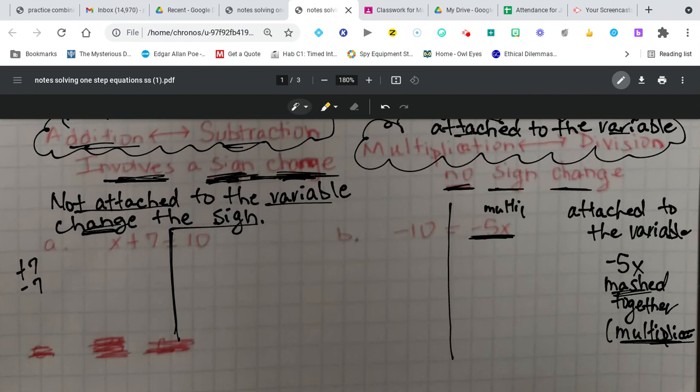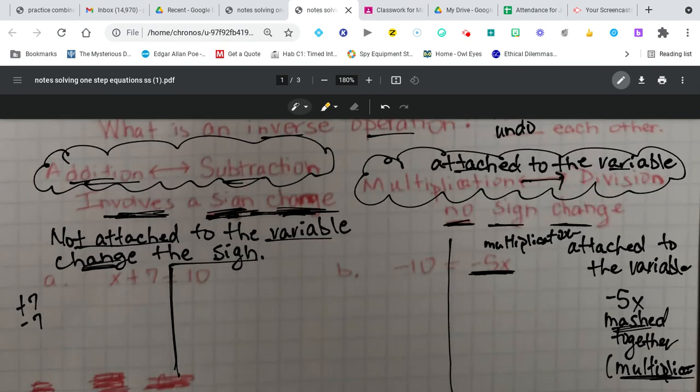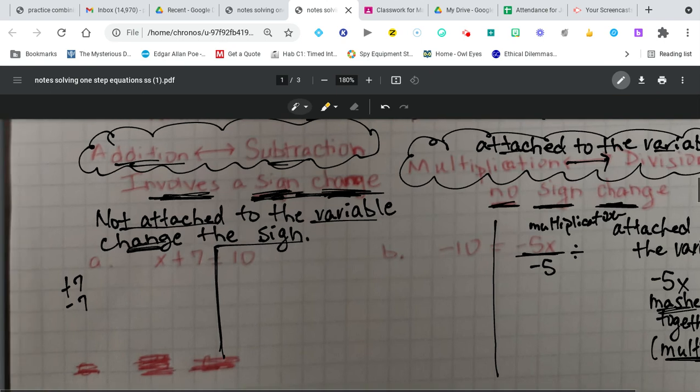So how do you undo multiplication? To undo multiplication, you do the inverse of multiplication, which is division. So what I would do, and to show division, guys, use a bar. This bar shows division. So you divide by -5. However, you make sure you do not change the sign. You only change the sign if it is not attached to the variable. Not attached, change the sign. In other words, if it's farther away from the variable, change the sign. Or separated with a plus or a minus, change the sign.